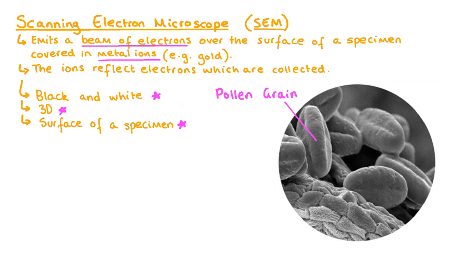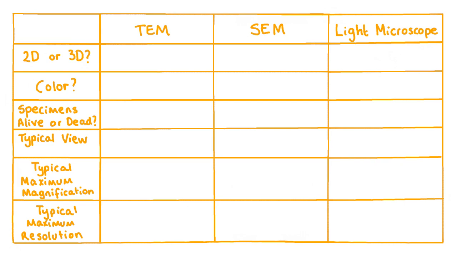Let's look at the typical features of electron microscopes so that we can compare them both to light microscopes, and to do this we will use a table. We know that the images produced by both TEMs and light microscopes are 2-dimensional, but the images produced by SEMs are 3-dimensional. Both transmission and scanning electron microscopes produce black and white images, though false colour can be added after the micrograph has been produced.